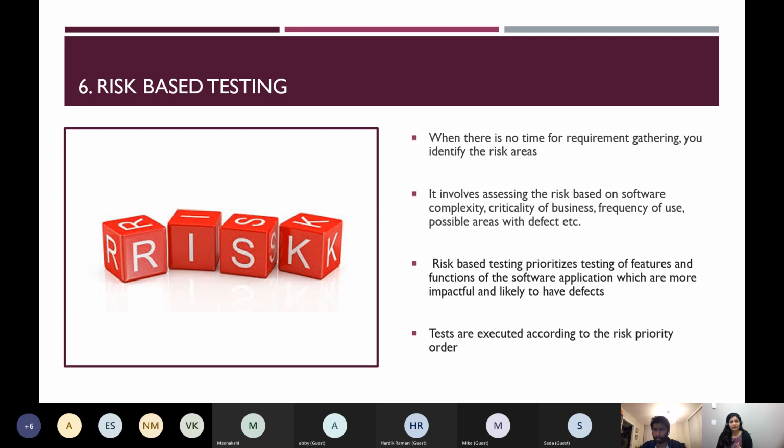After identifying or assessing the risk, items are prioritized, and then the tests are executed according to the priority order. And yep, if we want to talk about risk-based testing, I think it needs a webinar by itself. It's a very huge topic, we can discuss it for hours on end, but really it is something that can be easily used in scenarios or projects where we don't have much luck in terms of documented requirements.